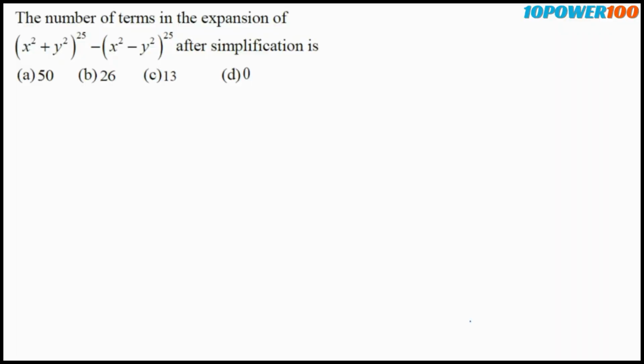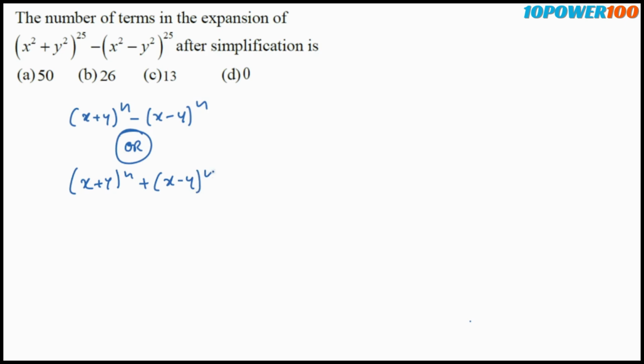Question: the number of terms in the expansion of x square plus y square the whole power 25 minus x square minus y square the whole power 25 after simplification. Okay, so here I'll give you the general formula for some of these series. It is x plus y the whole power n minus x minus y the whole power n, or even for the other series, that is x plus y the whole power n plus x minus y the whole power n. For this, the number of terms is equal to n plus 1 divided by 2.